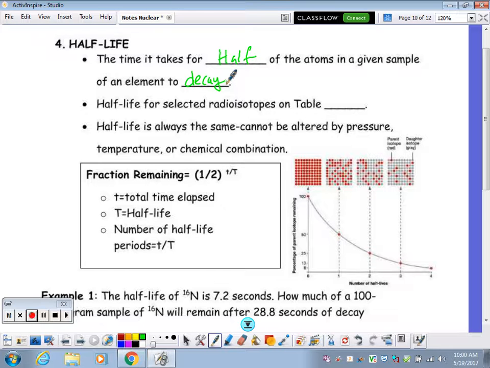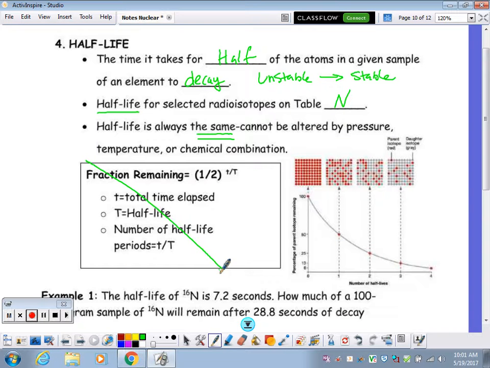That means that half of the atoms present, in that specific amount of time, go from being unstable to stable or more stable. The half-life for selected radioisotopes are listed on Table N. The half-life, the amount of time per cycle, is always the same. It never changes. It cannot be altered by pressure, temperature, or chemical combinations.